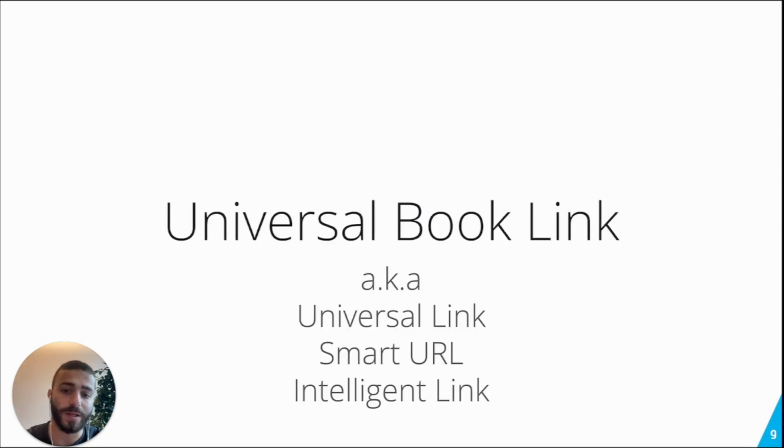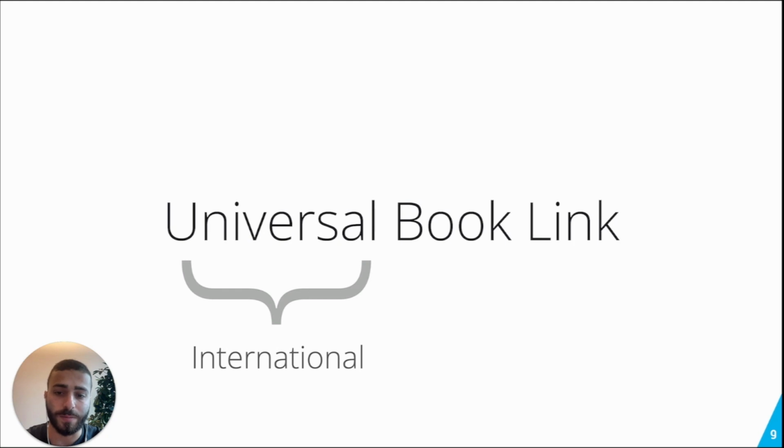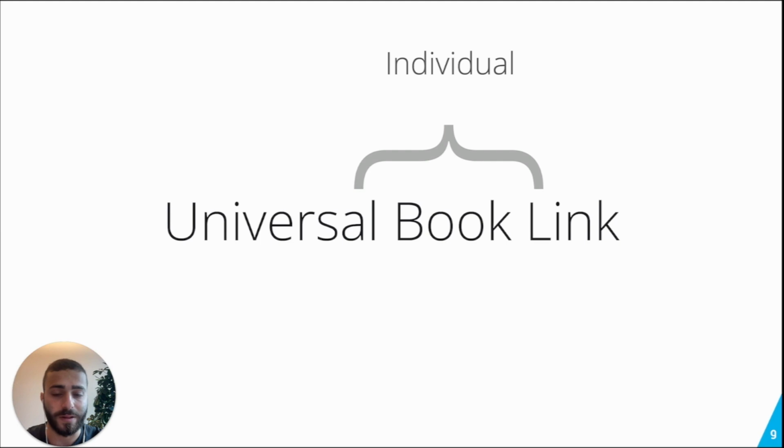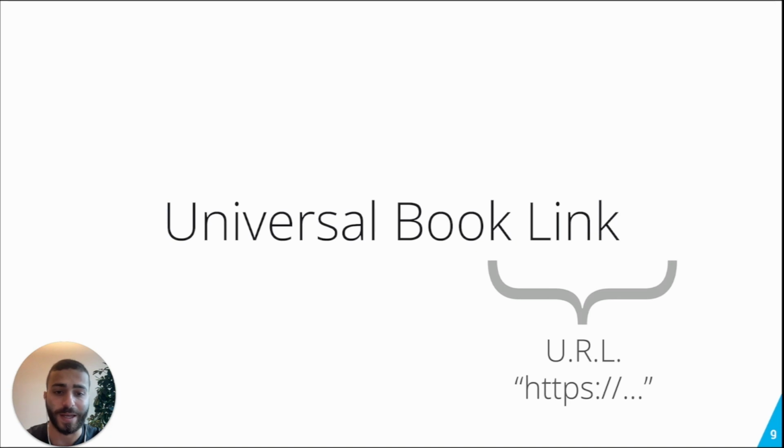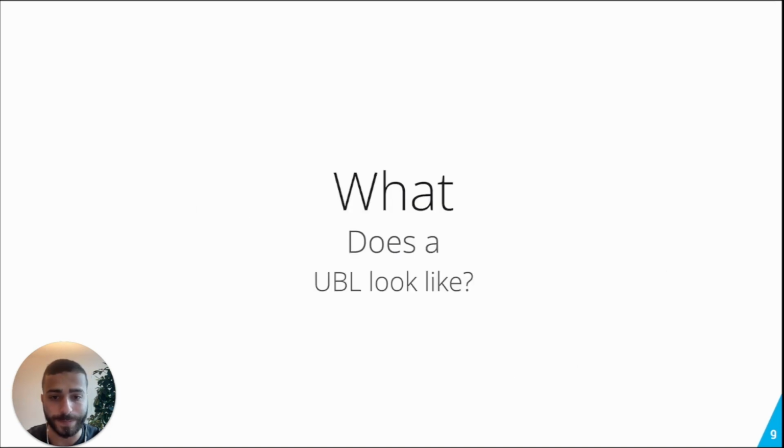Essentially, universal booklinks get called a lot of names. You may hear universal link, smart URL, intelligent link. But what it really comes down to is a universal booklink is a link that works for all international readers. Sometimes you'll see these links work for multi-retailer, for authors that go wide. They generally link to one book, but sometimes you'll see an author page or a collection of books. And again, these are links that live on the internet, so they're hosted at a URL.